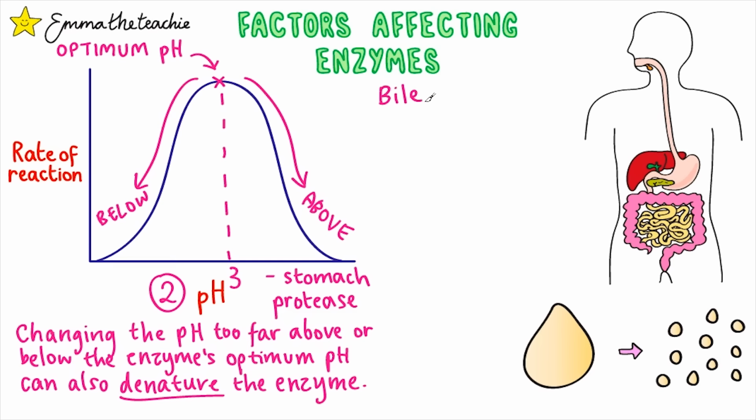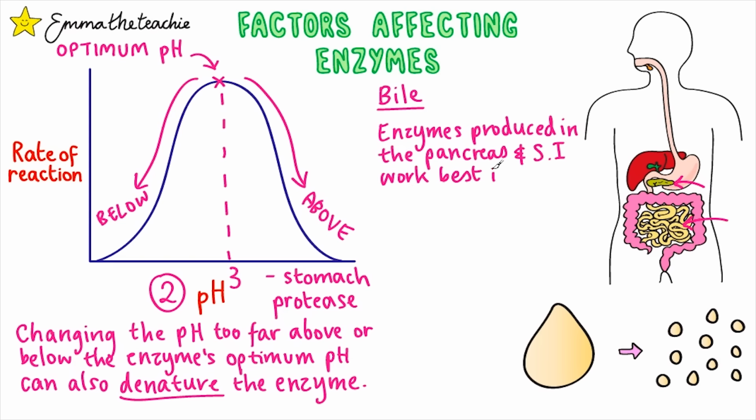Speaking of efficient digestion, let's talk about bile. In the digestive system video, we mentioned that bile is produced in the liver, stored in the gallbladder, and acts in the small intestine. Now let's look at what it actually does. Enzymes produced in the pancreas, over here, and the small intestine, over here, work best in alkaline conditions.